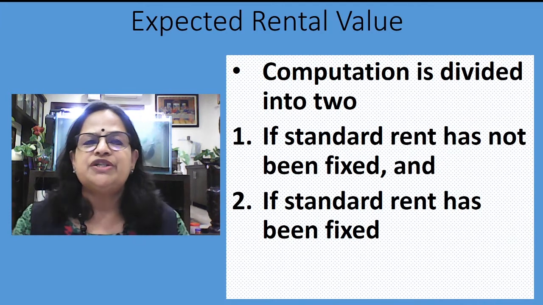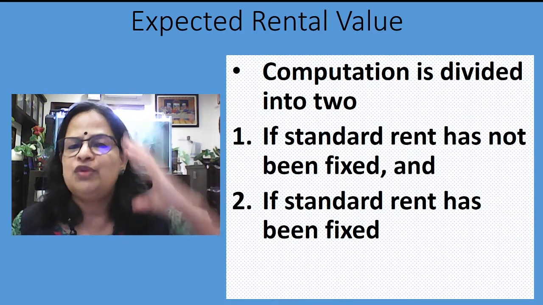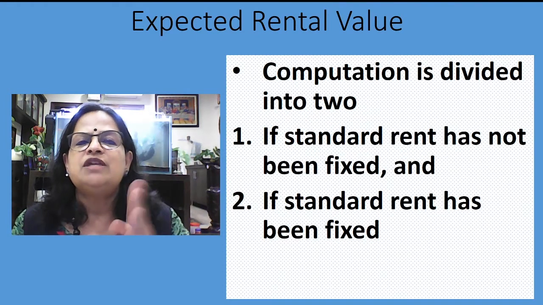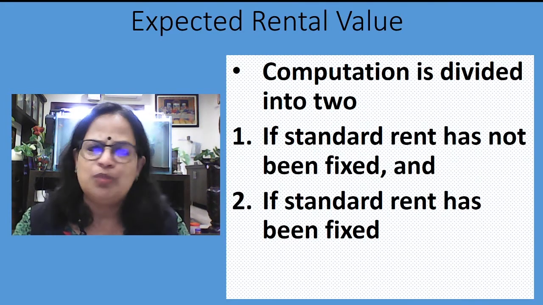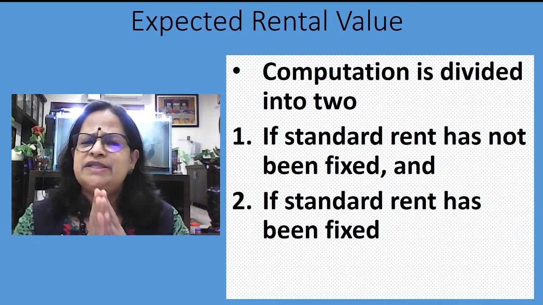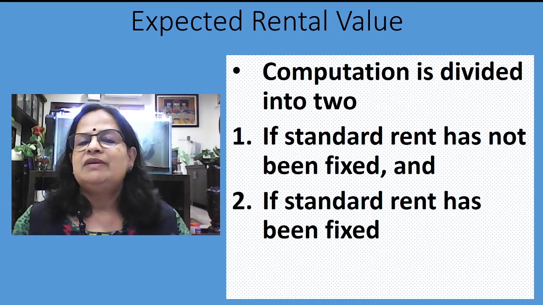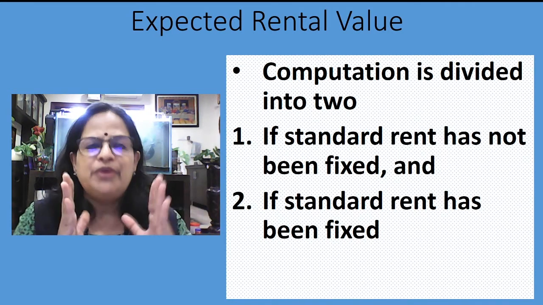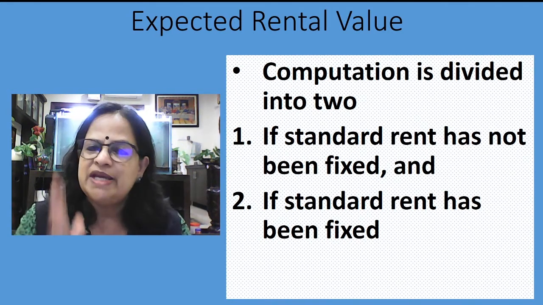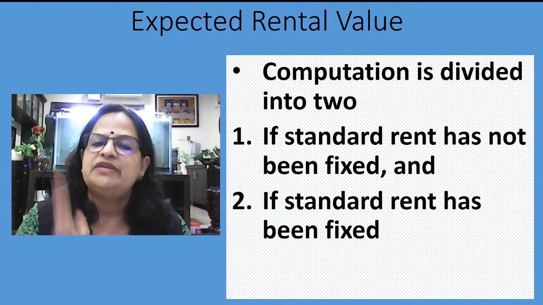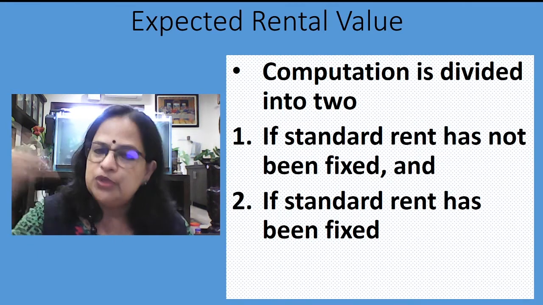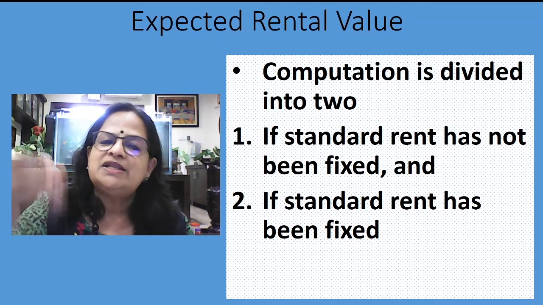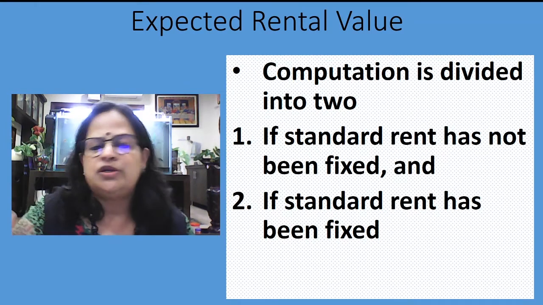Now, computation is divided into two. First, if you want to calculate income from house property, you have to calculate the expected rental value. We are going to do the problems also. I told you this is just the theoretical explanation. When I explain the problems, I'll tell you that this is what I explained. So computation is divided into two: if standard rent has not been fixed and if standard rent has been fixed. I told you standard rent is fixed by the Rent Control Act. So you have to see whether standard rent is there in the question or not.